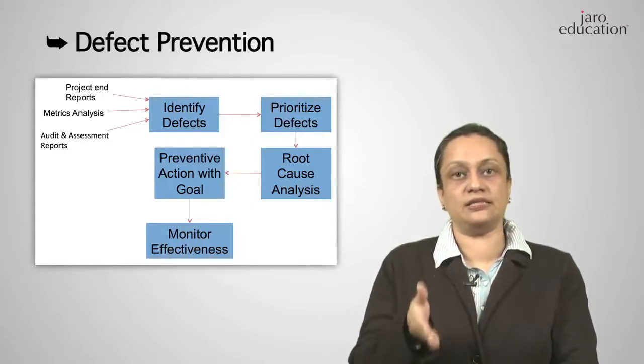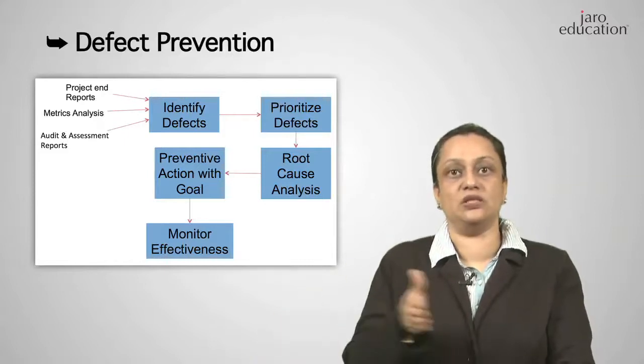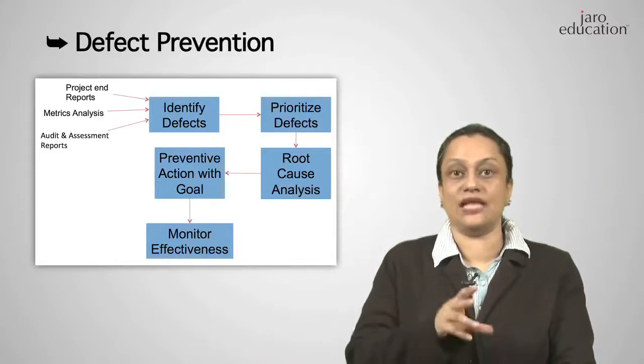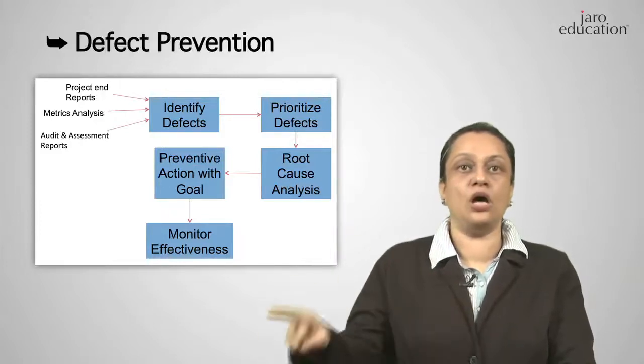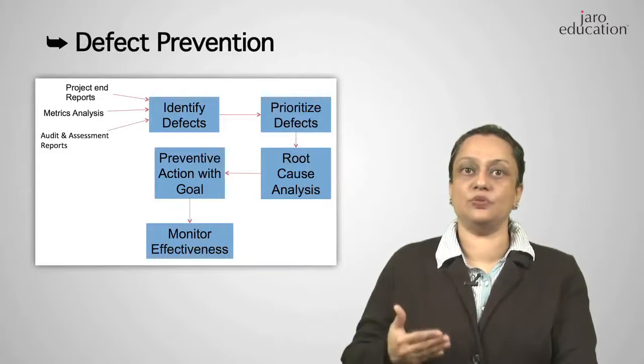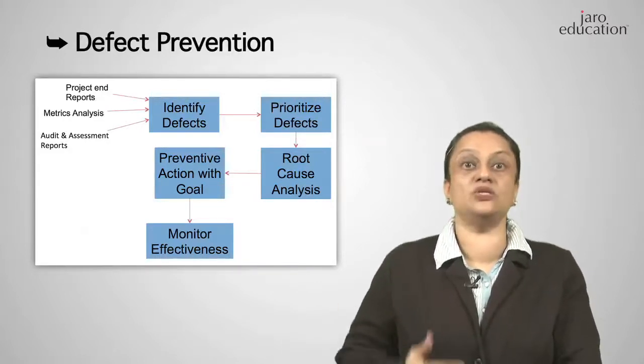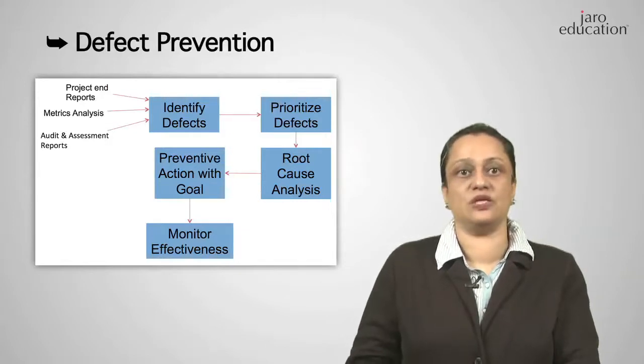So my defect density today is X, I want to go to a defect density of Y with these defect prevention activities. So that goal has to be set for us to know how we are traveling, whether we are traveling in the right direction or not. And finally, of course, we need to monitor this process, make changes to the goals if necessary, make changes to the process of defect prevention if necessary.